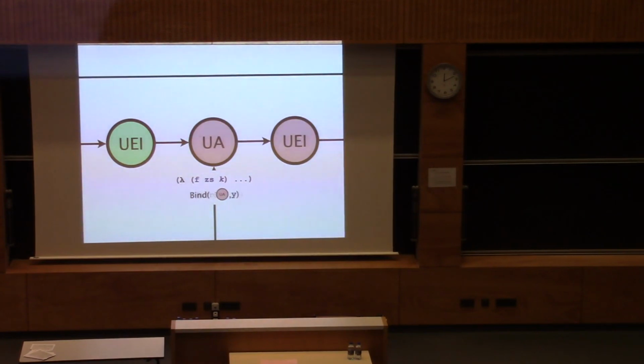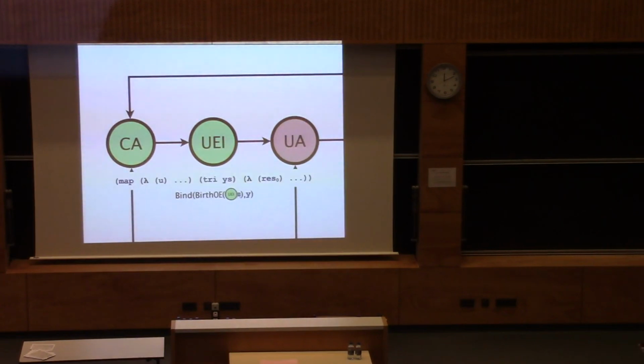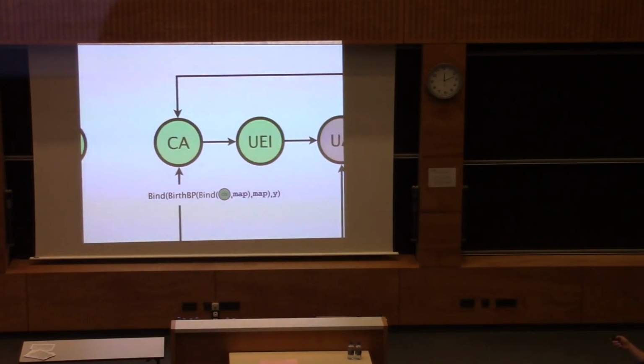So now we'll go to the predecessor in the green, and this usage of map is not recursive, so we'll treat it as a variable. So we need to find where it was bound.